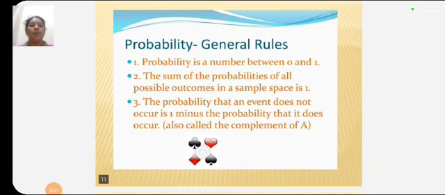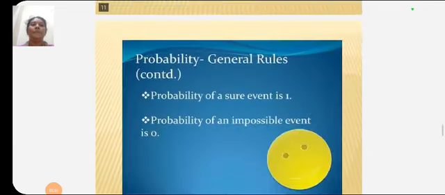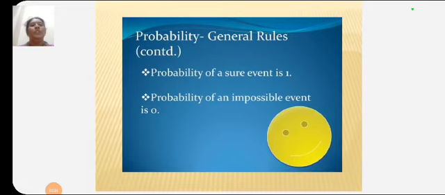General rules of probability, that is probability is a number that always lies between 0 and 1. The sum of the probabilities of all possible outcomes in a sample space must be 1. The probability that an event does not occur is 1 minus the probability that it does occur. General rules of probability, that is the probability of a sure event is 1 and the probability of an impossible event is 0.